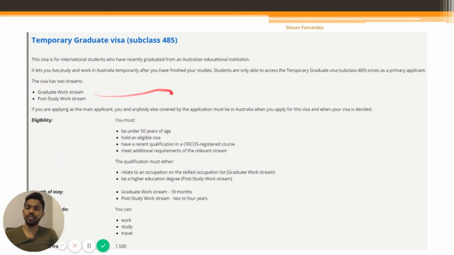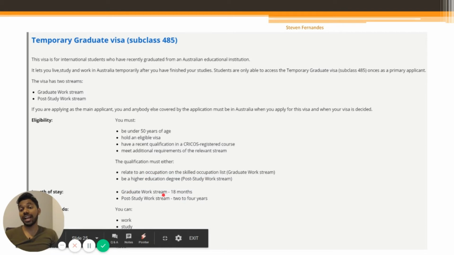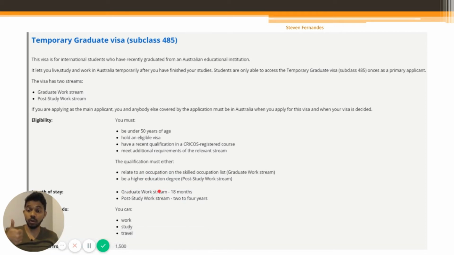Before we get to what the streams are, the minimum eligibility is that you need to be 50 years of age or under. You need to hold an eligible visa, which is usually the student visa. You need to have a recent qualification from a registered course. And yeah, the qualification must relate to an occupation on the skill list. If you're applying under the graduate work stream visa, you get to stay for 18 months. The graduate work stream is for people who are doing a diploma course out here, or a tradie kind of course out here.